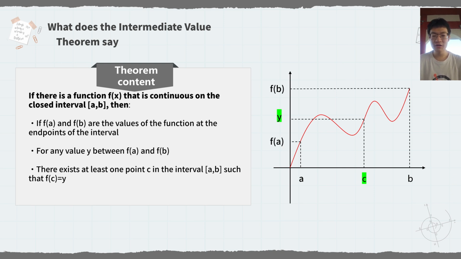So the definition of the theorem has 2 key points. The first one is the continuity. This is a core condition of the theorem. The function must be continuous over the entire interval with no breaks. The second one is closed interval. We are talking about a closed interval, meaning the endpoints A and B are included in the interval.